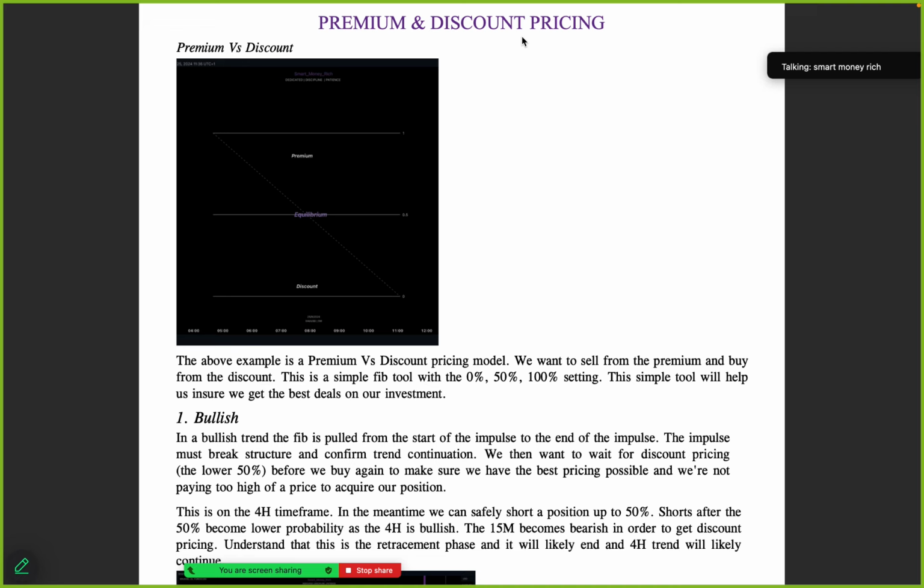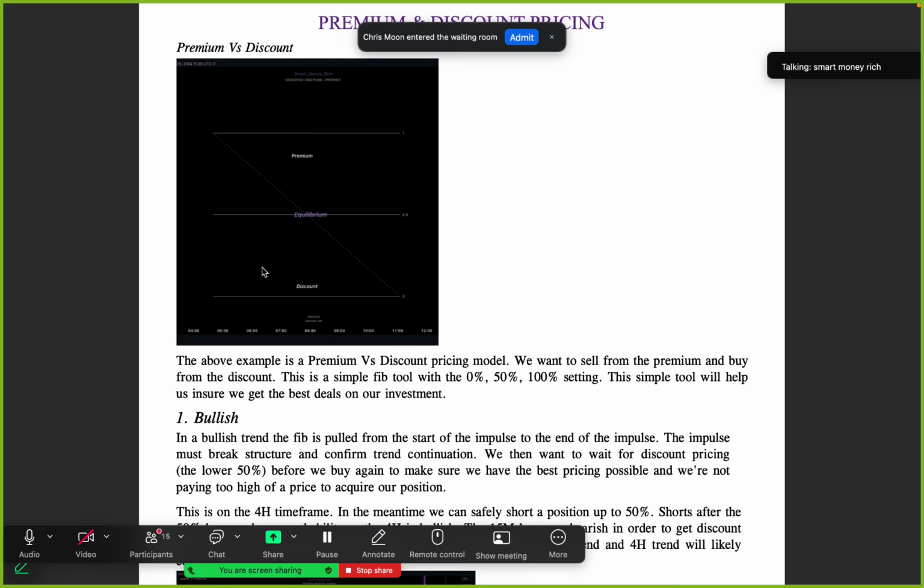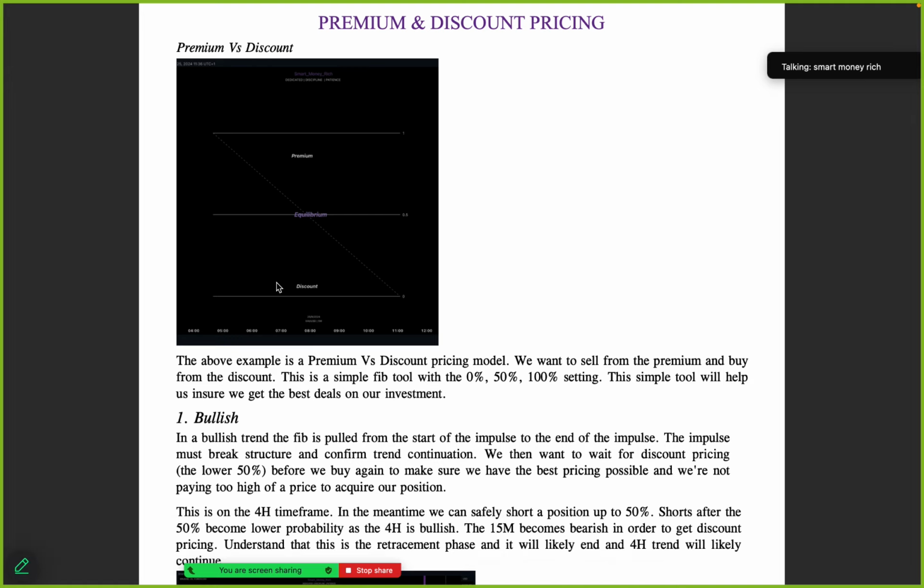The above example is a premium versus discount pricing model. You can see what I have on my screen over here. What you can see is the upper one is the premium, while the down one over here is the discount. Can you guys see what I have on my chart? If you can see, let me know. So we'll continue. Yes. Is it very clear? Yes. Very good.